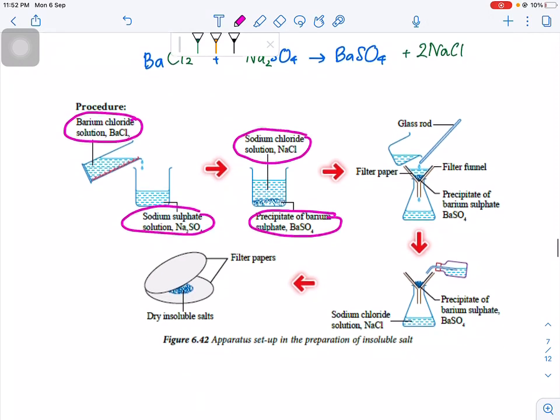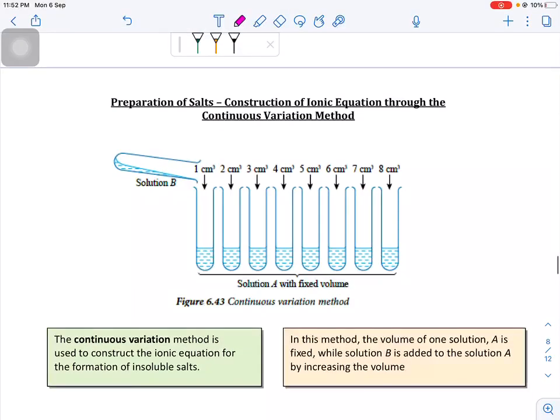So, when we filter, apa yang kita nak adalah the residue yang tinggal dekat filter funnel tu, the residue is what we want. So, the residue is our insoluble salt. So, what you have to do, you kena rinse with distilled water. And then, to make it dry, you just press between two filter papers. You can refer to the textbook for the complete procedure. I just give you a little bit idea about how to prepare the insoluble salt.